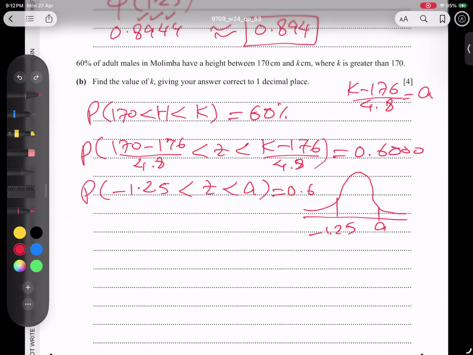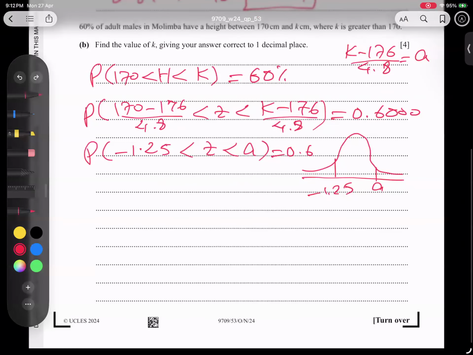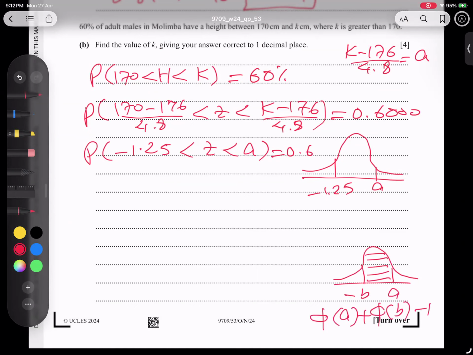First, we consider one positive and one negative. Students, we know it, we've done this concept. In case of one positive and one negative, what's the rule for this? Check it. If there's one positive and one negative, the formula is phi of the positive value plus phi of the negative value without the negative sign, minus 1. So I'm going to apply the same formula here.